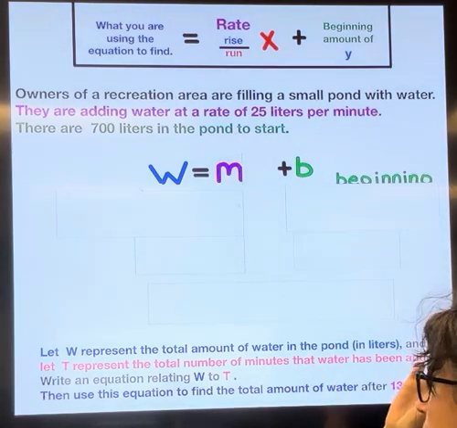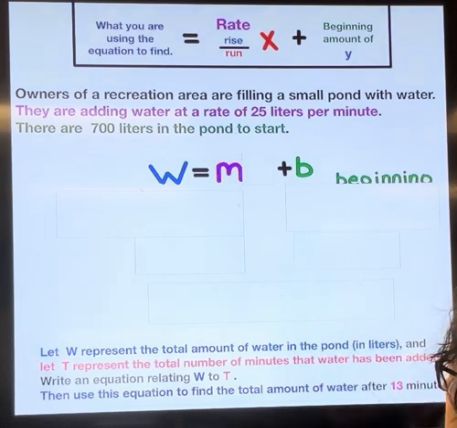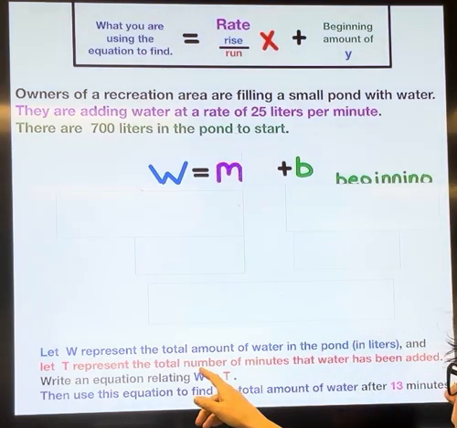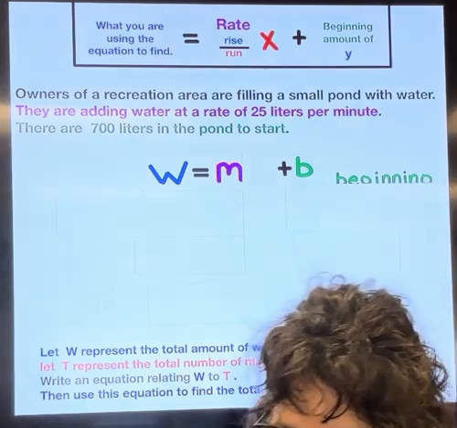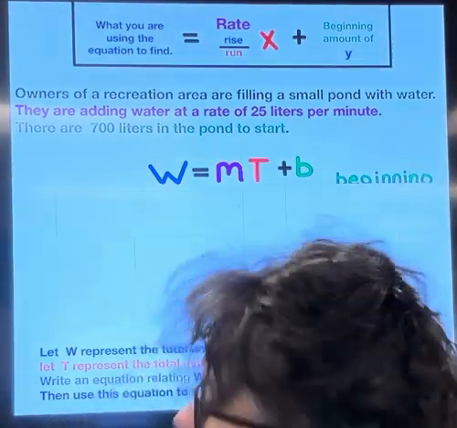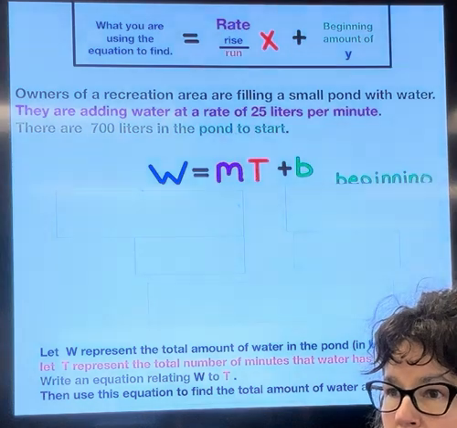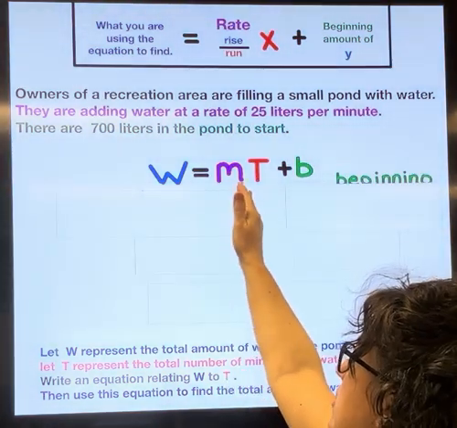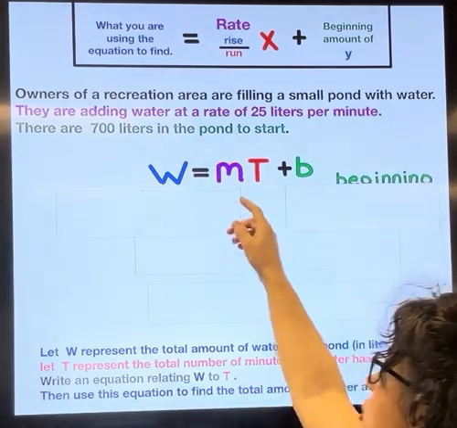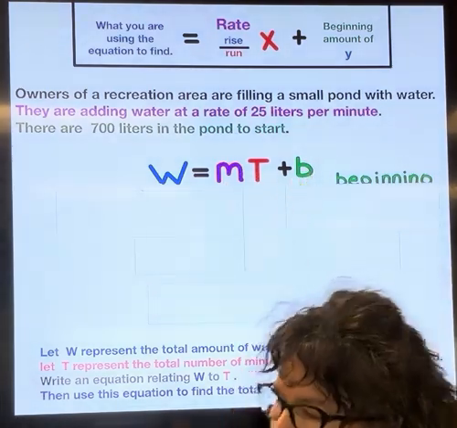Then the other variable that it talks about is T, and that's going to represent the total amount of minutes. So instead of X, I'm going to put capital T. All right, so instead of using X's and Y's, I'm going to use W's and T's. To create the equation, I need to find the M and the B.